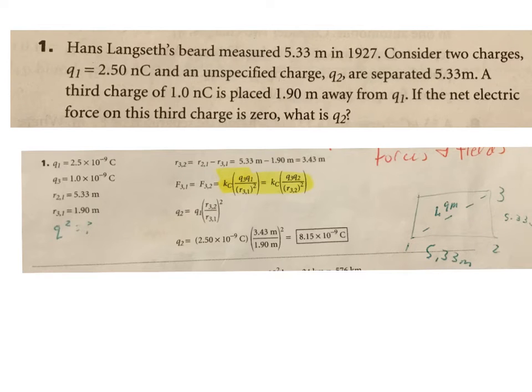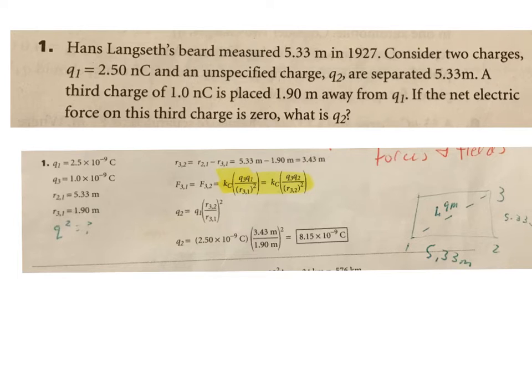So here we have problem number 1 on your electrical force and fields problems. A man's beard is 5.33 meters in 1927. Considering two charges, Q1 is 2.5 nanocoulombs and an unspecified charge Q2 are separated by 5.33 meters. A third charge of 1 nanocoulomb is placed 1.9 meters away from Q1. If the net electrical force on this third charge is 0, what is Q2?